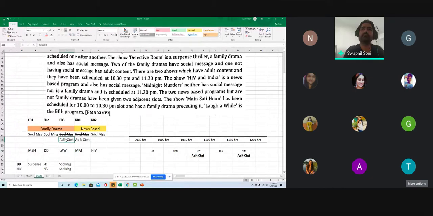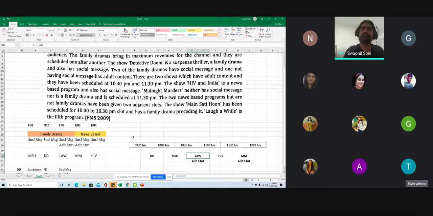Now, with this in mind, if I try to arrange these shows in order, we know that 3 family dramas should come together and 2 news-based programs should come together. We know that at 10:30 there is an adult content program and at 11:30 there is an adult content program.